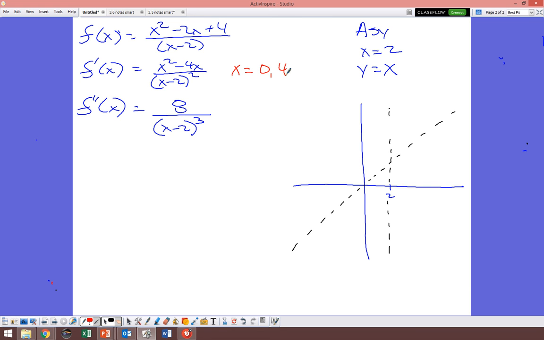So I know I have something at 0 and 4. Does it touch it though? I just marked it right here. It's not going to touch it, but I'm just marking my 0 on my x-axis. What does happen at that point? We'll see in a moment.